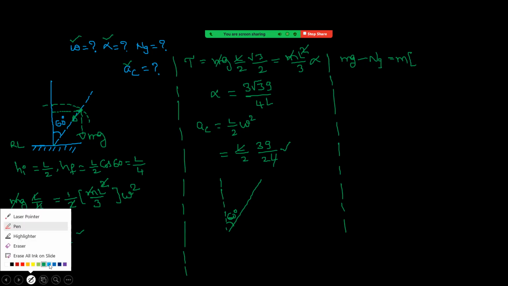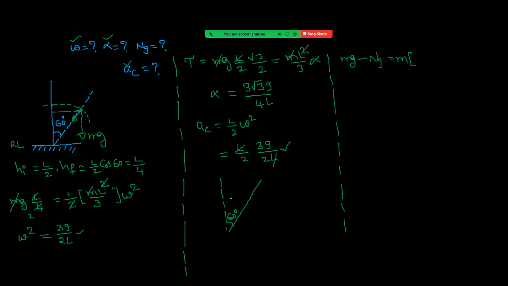Acceleration of center of mass. It has two components. One is towards the center, that is AC, and one is along the tangent. Okay, this is AT and this is AC. And we want acceleration along vertical.